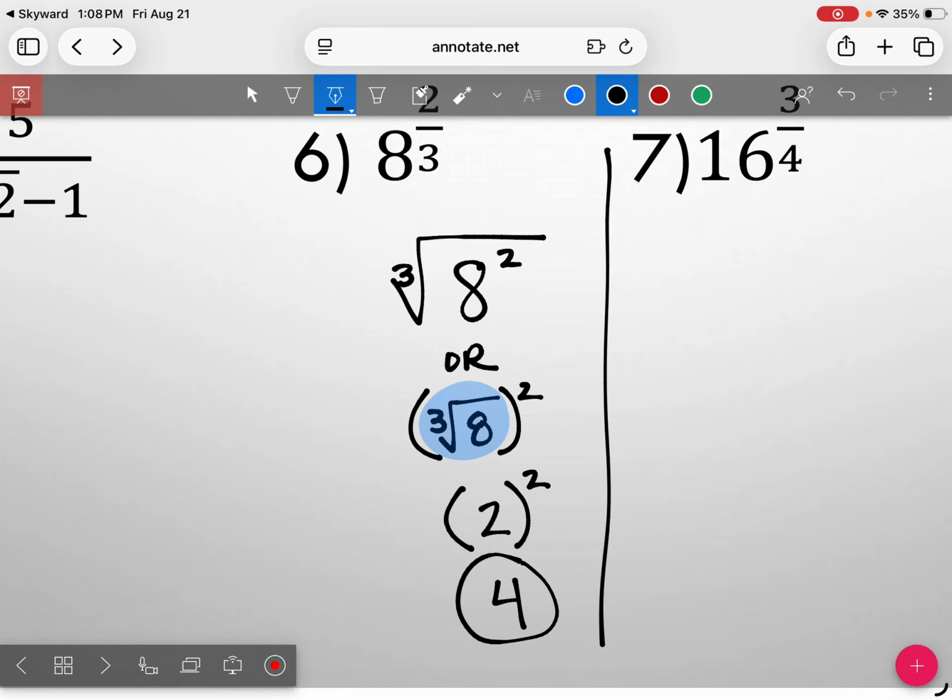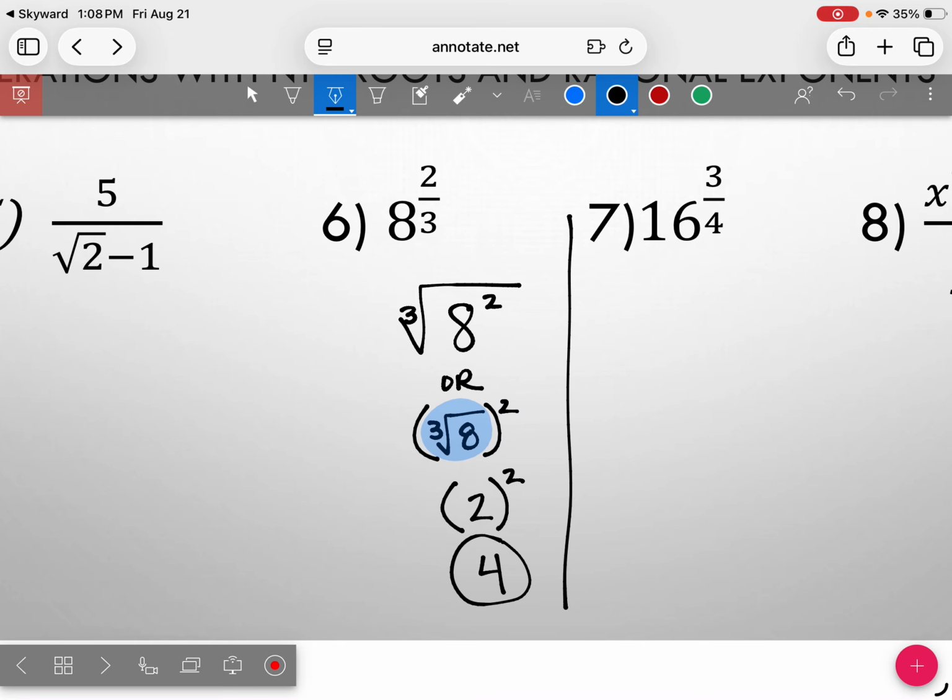All right, try to do number 7. Write it in radical form, find the root, and then do the power.